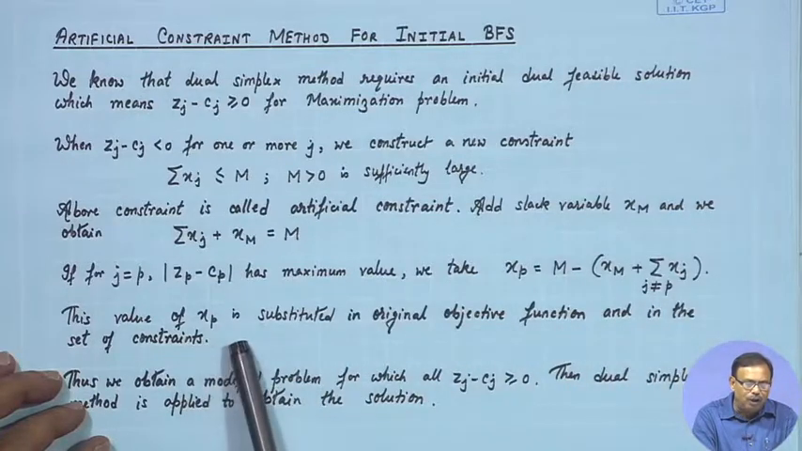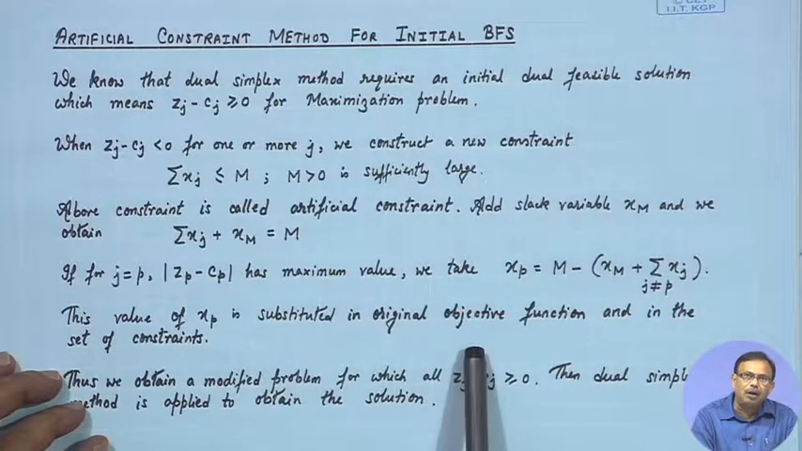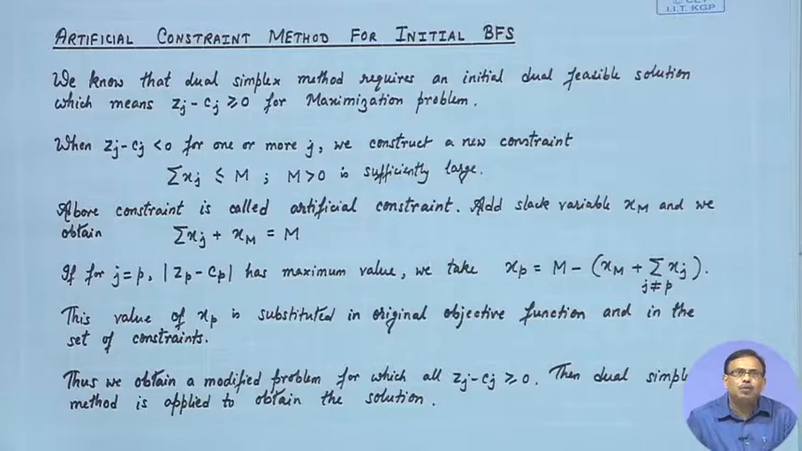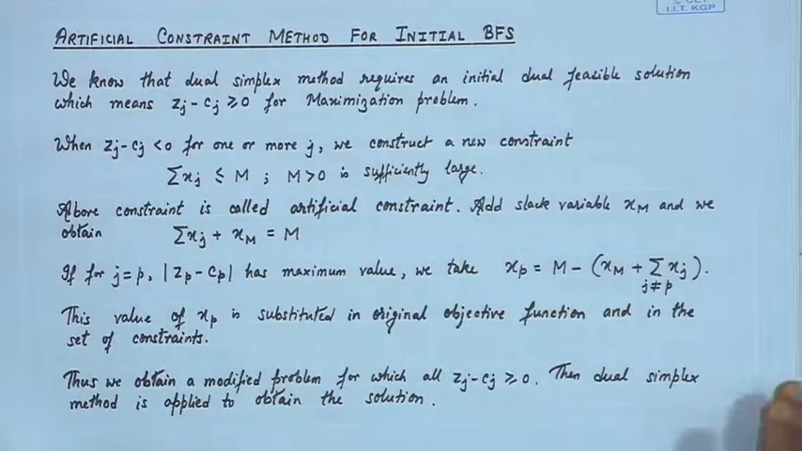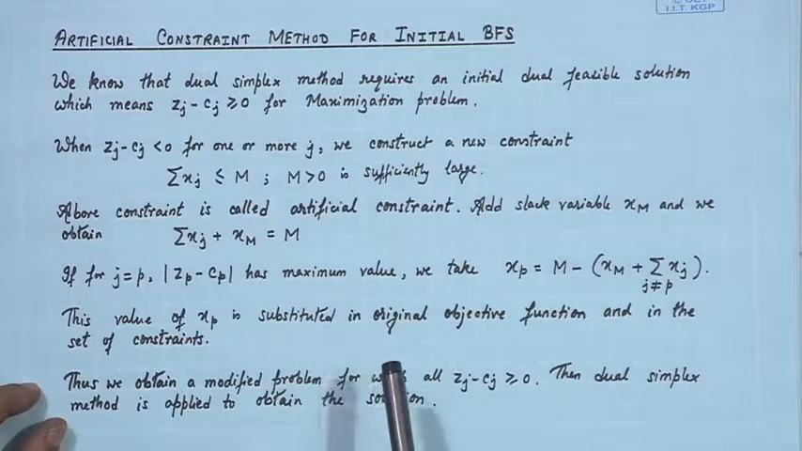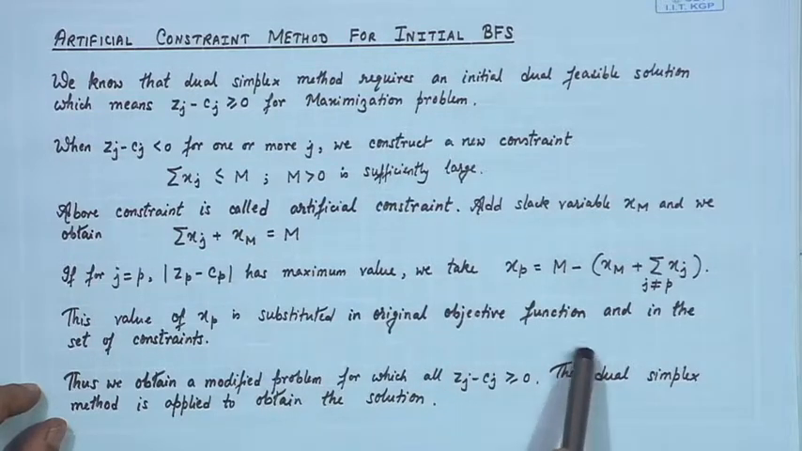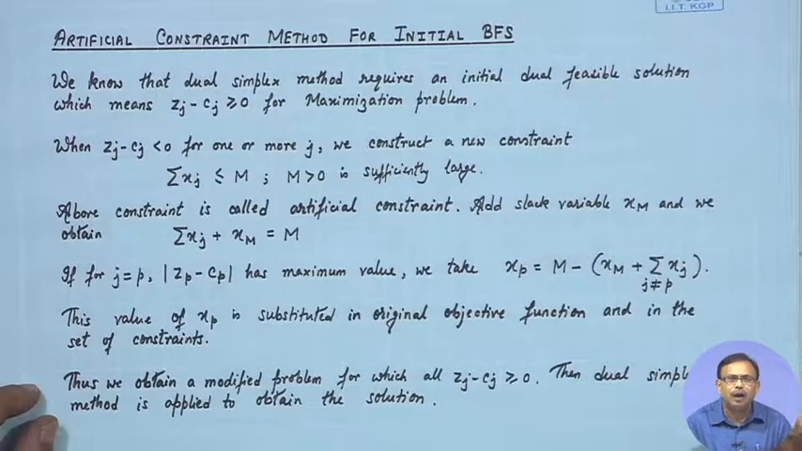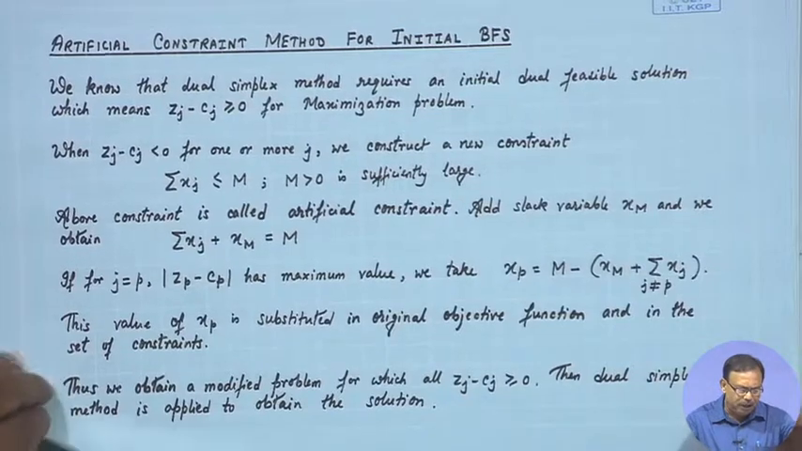So, the value of x p will be substituted in the original constraints as well as the objective function. That is, you have effectively added the slack variable, but you are removing the variable which is actually the negative one, replacing it by the other variables. Thus, you will obtain a modified problem for which your z j minus c j will be greater than equals 0. Then, as usual, the dual simplex method can be applied to obtain the solution. Now, let us take one or two examples to explain the problem.